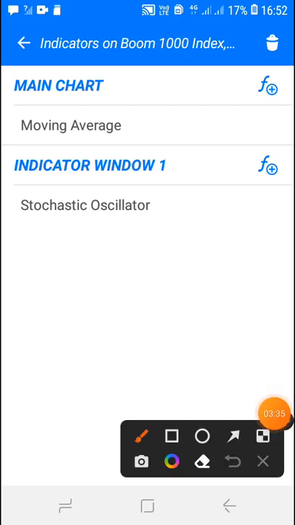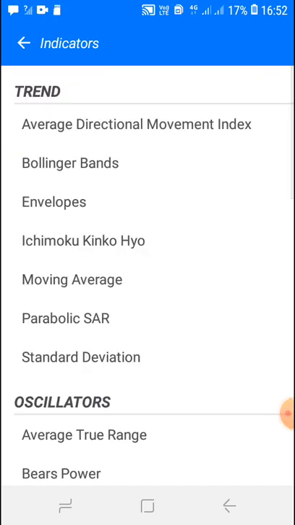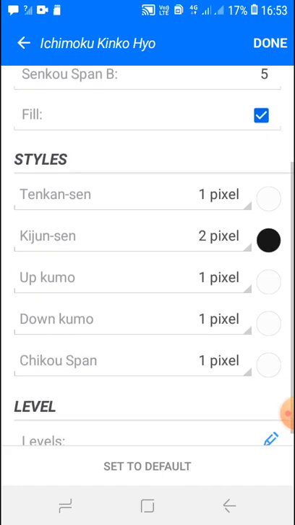You're going to click over here on the F plus button. To the newbies, the people who just started trading, you're going to click over there and make sure that you add your Ichimoku Kinko Hyo. Once you add it, make sure that your parameters are like this. Tenkan Sen should be 5, Kijun Sen 5, Senkou Span B 5. You fill it in: Tenkan Sen white, Kijun Sen black, up Kumo white, down Kumo white, Senkou Span white.